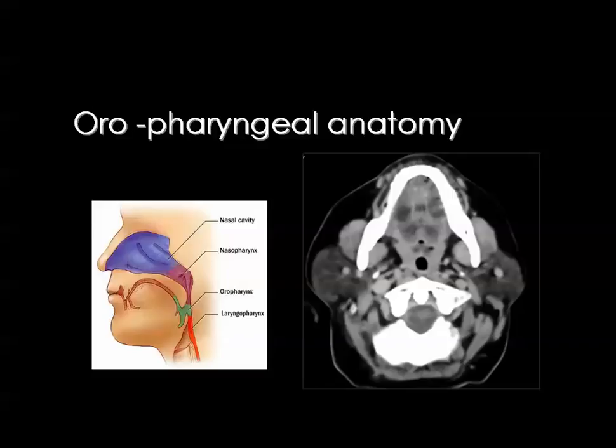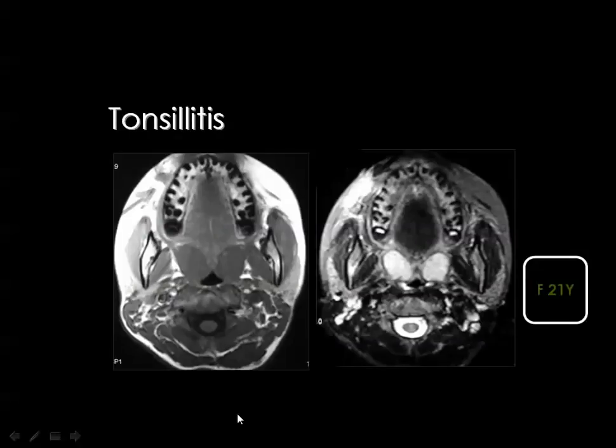Then we're still on the medial aspect of the parapharyngeal fat and going lower down to look at the oropharynx. The oropharynx has no special anatomic features. It is formed or surrounded by the pharyngeal constrictor muscles, which separate the air column from the parapharyngeal fat. Then one of the important structures in the oropharynx is the tonsils.